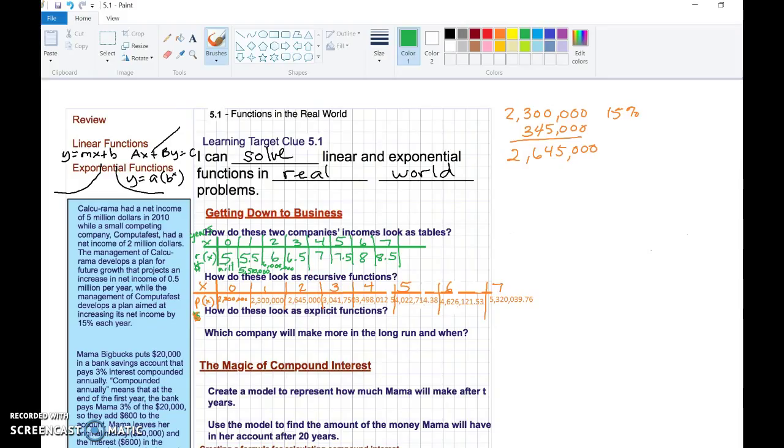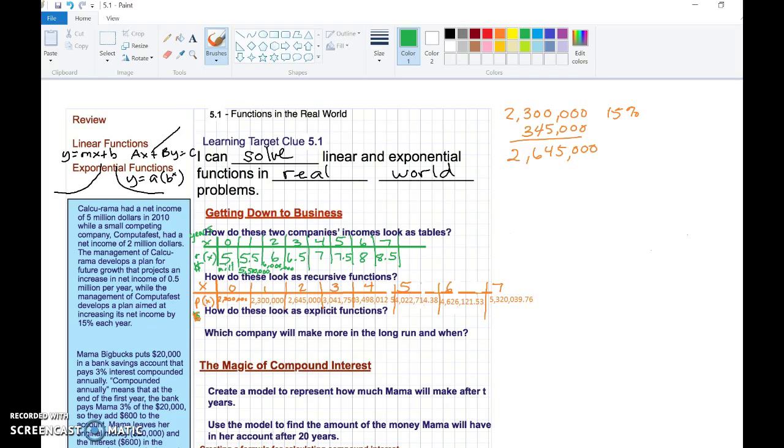If we were looking at our green table for Calcurama, is this an arithmetic or a geometric sequence if we were going to write this as a sequence? You're right, it's an arithmetic sequence, and the reason we know that is because we're adding a constant difference. We're adding 0.5 million or $500,000 to each term.